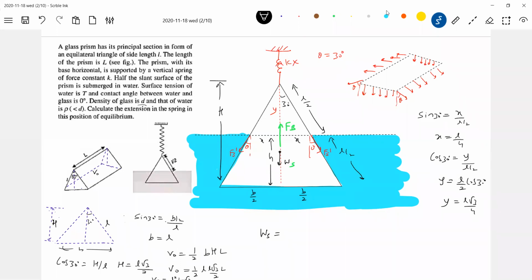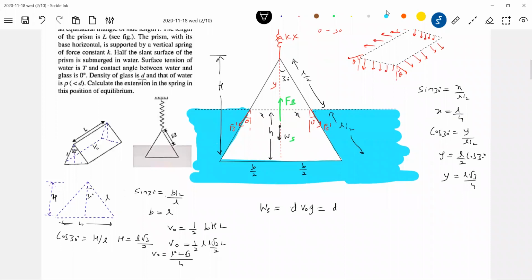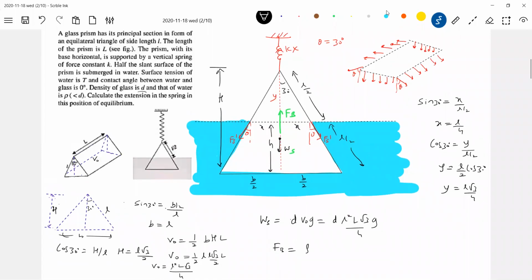What is the weight of the prism? Density is D. What is the volume of the prism? V naught, we have already checked it. Weight of the prism is D V naught into g. V naught is L square into L root 3 by 4 into g. What is the buoyant force? Buoyant force should be equal to density of water rho, volume immersed, into g. What is the volume immersed? Volume of the bigger prism minus volume of the smaller prism.